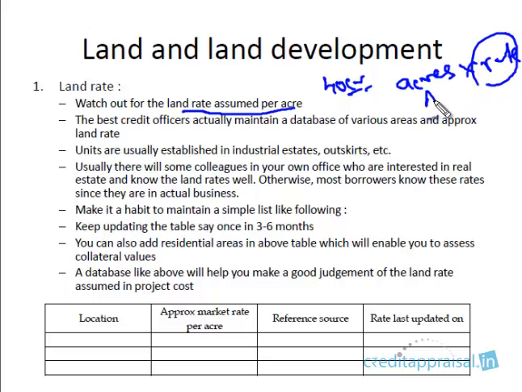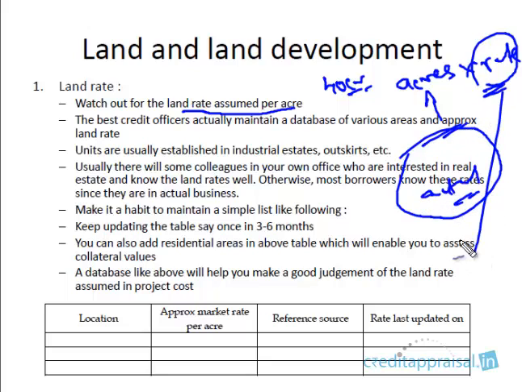The extent is an actual figure. This is the land that the company is planning to purchase, or has already purchased, and that is actually a fact that you cannot change. But this rate is an assumption. So what is the rate the company is taking into consideration while arriving at the land cost? This is a very important assumption.